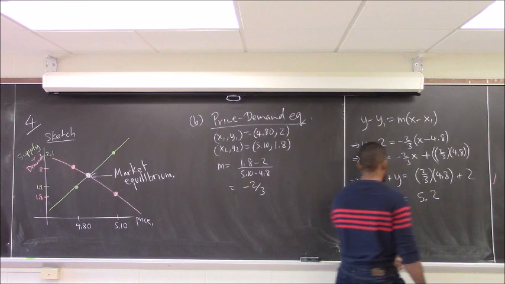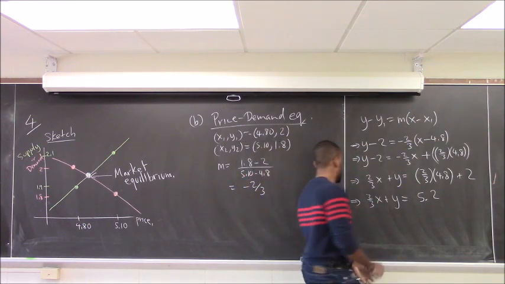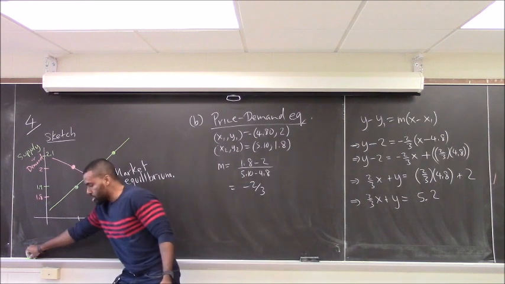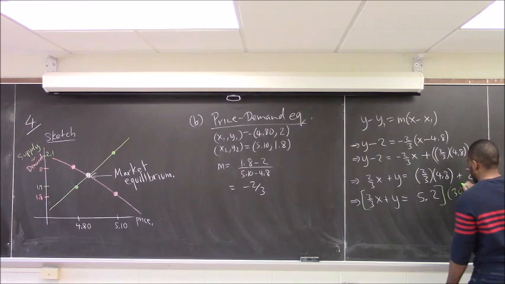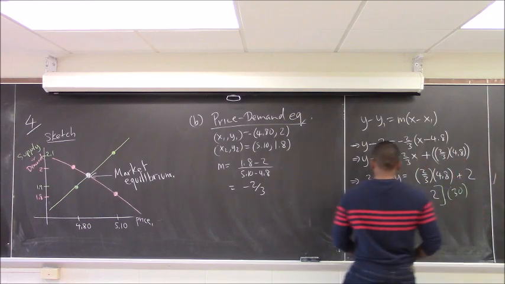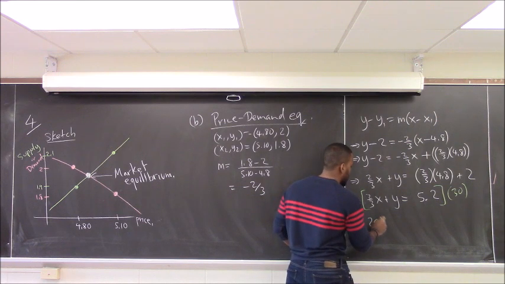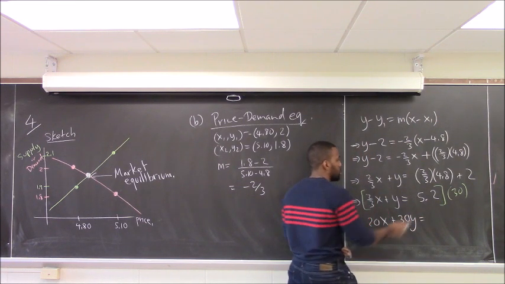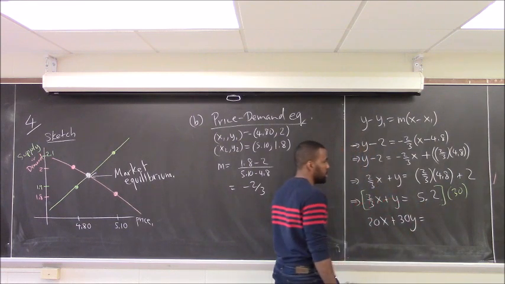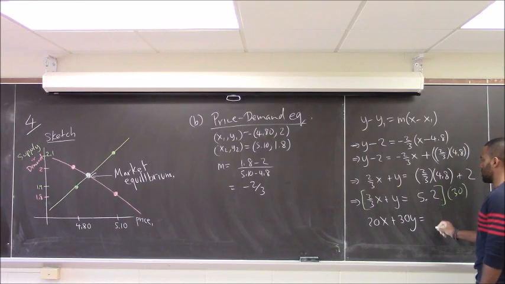5.2. Okay, so I would again multiply this by 30. This is not completely necessary, but it's just to make the numbers nicer on myself. Multiplying this by 30, the 3's cancel, I just get 10, so I get 20x plus 30y equals, I get 52 times 3. What is that? 156? Yeah.